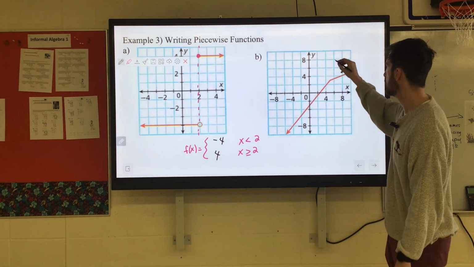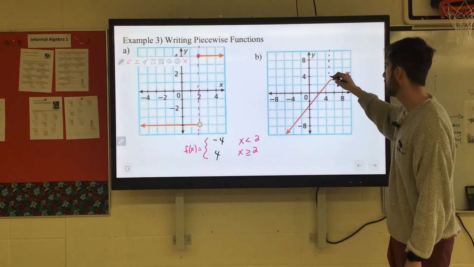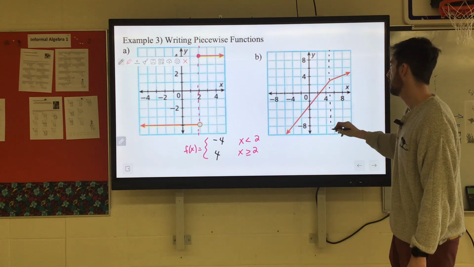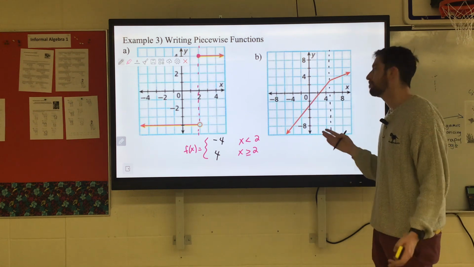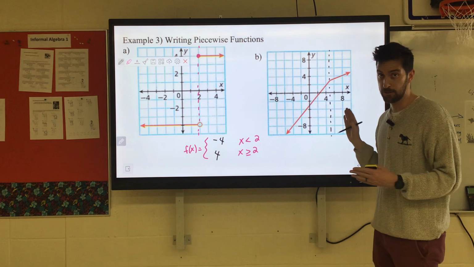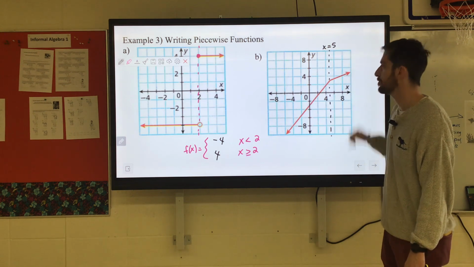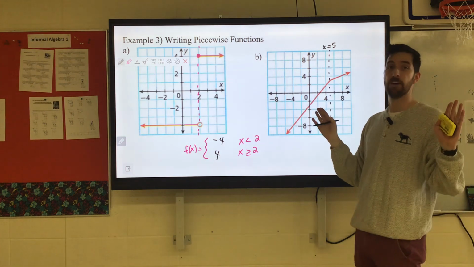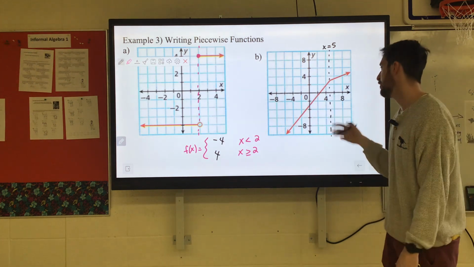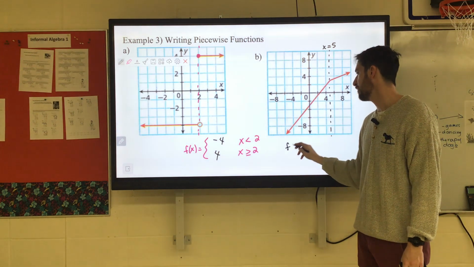So I see kind of our dividing zone here. Now, it's hard to be precise with this. I would guess, since these are marked by 2's, that that crosses at x equals 5. It might be 5.2. I don't know. But we're going to pretend like it's just 5. So we'll say f of x.